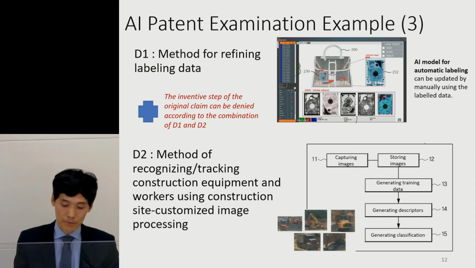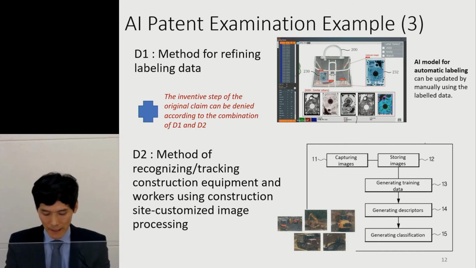The first prior art D1 disclosed an AI model for automatic labeling. The only difference is the technical field. However, D2 disclosed the technology of recognizing and tracking construction equipment and workers using image processing. The original claim can be reproduced with the combination of D1 and D2.